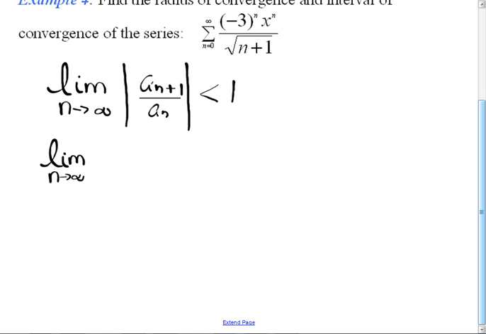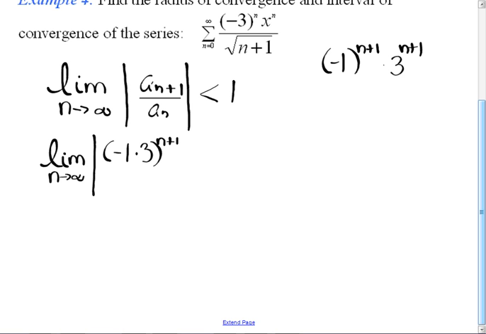what are you going to write? It's negative. Now, how am I going to do negative 3? Well, negative 3 is negative 1 times 3 to the n plus 1. Do you realize that you can rewrite that as negative 1 to the n plus 1 times 3 to the n plus 1? Is that okay? Jordan, is that okay?